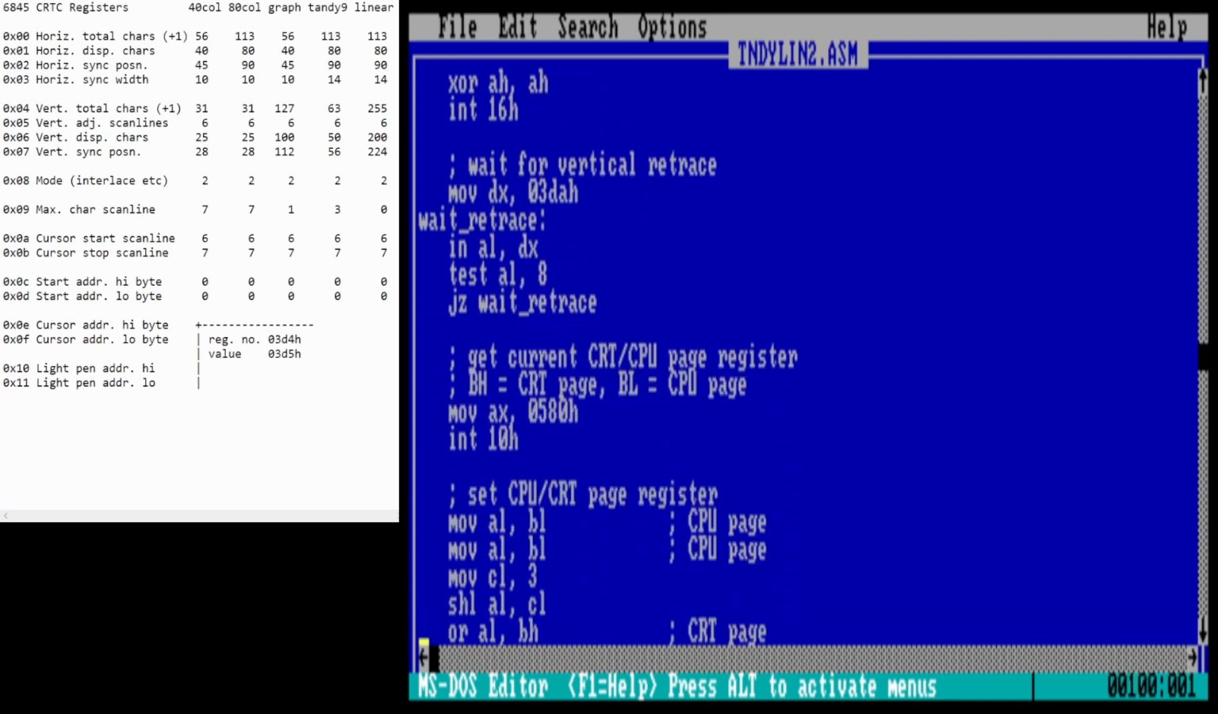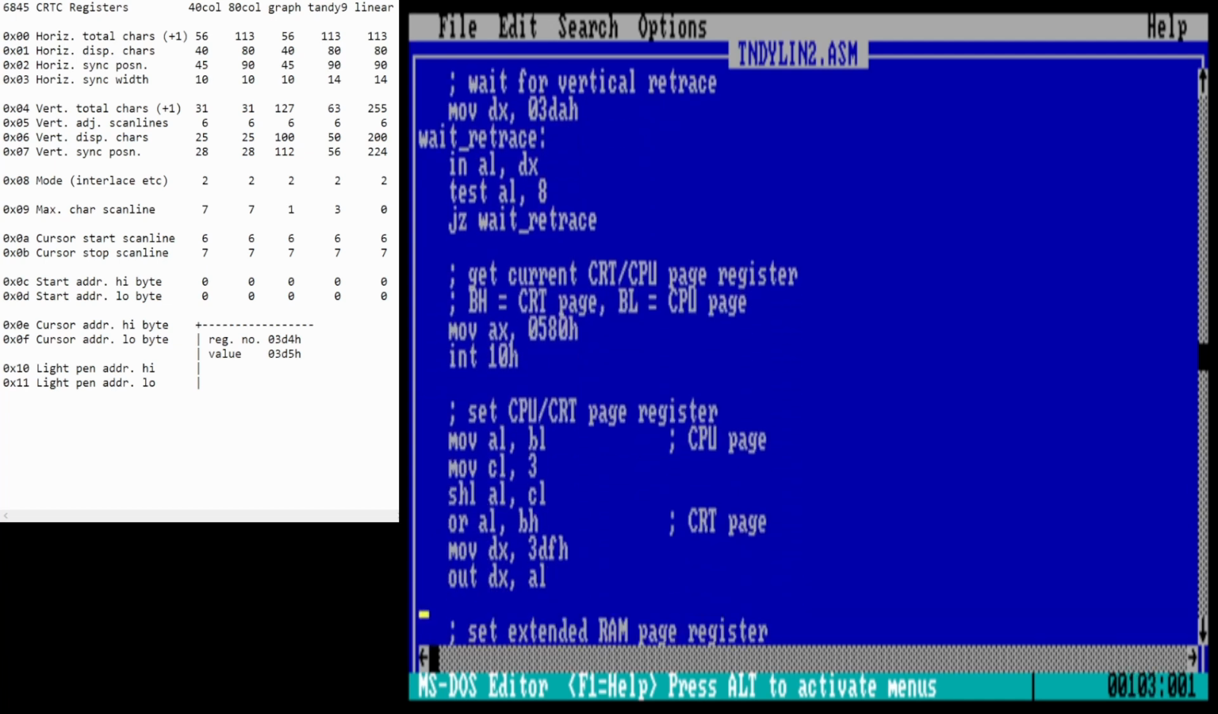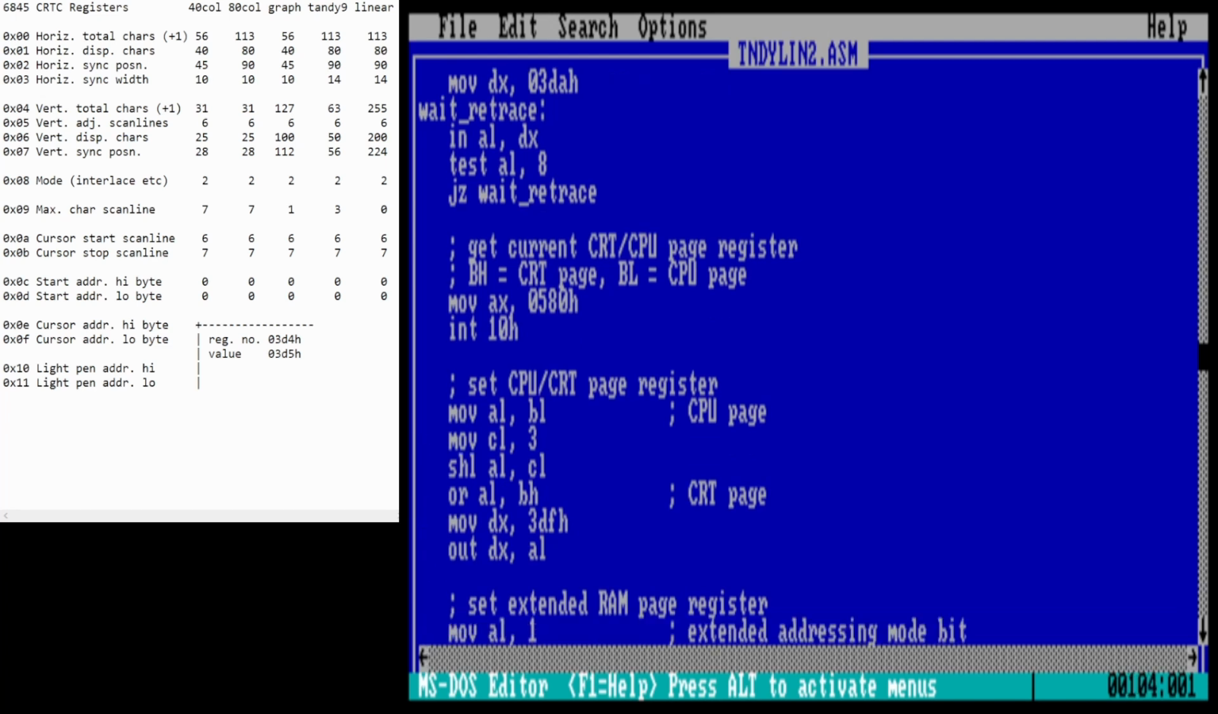So this looks very similar to what we had previously. First of all, we have to change our CRT and CPU page register and our extended RAM page register at ports 3DF and 3DD. And I'm going to do this in the vertical blanking period. I'm going to wait for the vertical retrace before I do this. And this might just look a little bit nicer. We want to go into this linearly addressed mode as smoothly as we possibly can.